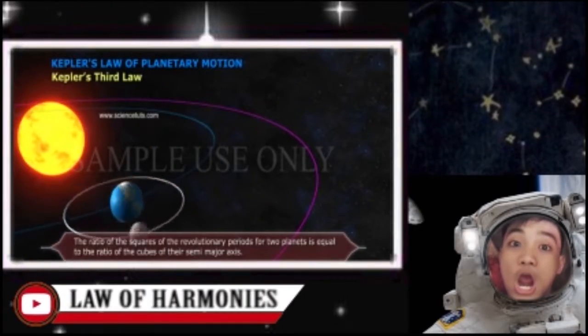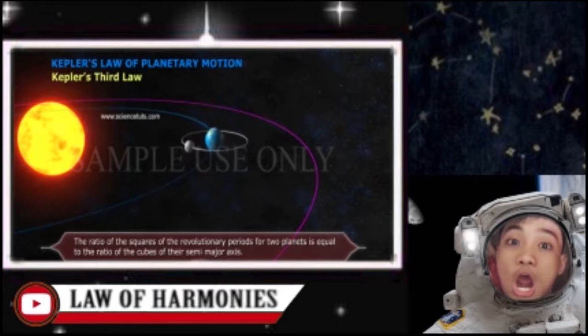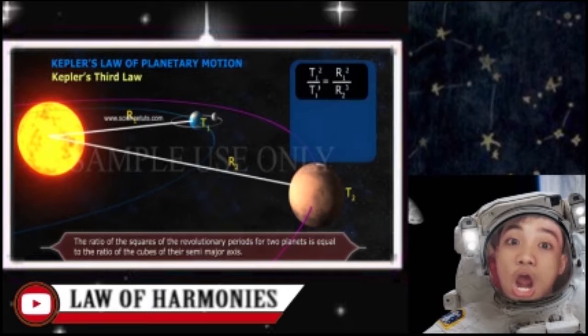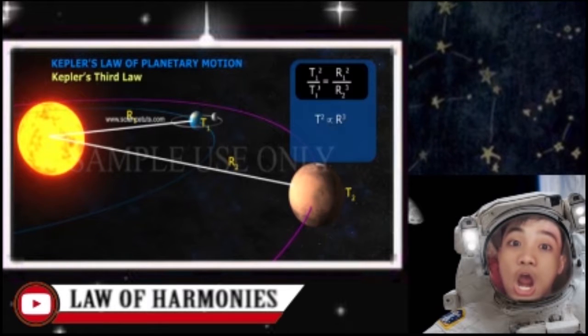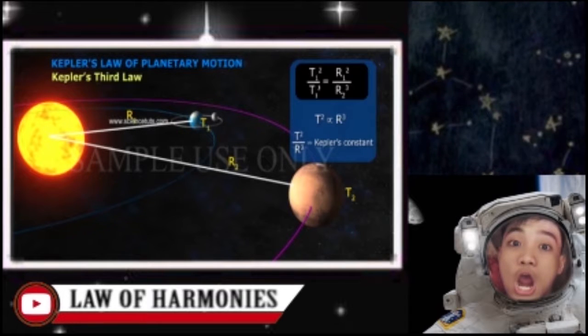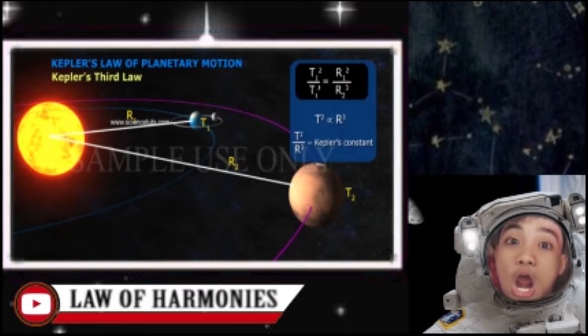The ratio of the squares of the revolutionary periods for 2 planets is equal to the ratio of the cubes of their semi-major axes. T squared is directly proportional to r cubed. So, T squared divided by r cubed is equal to Kepler's constant.